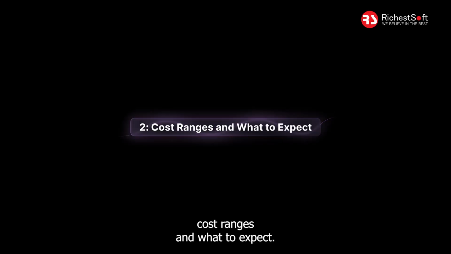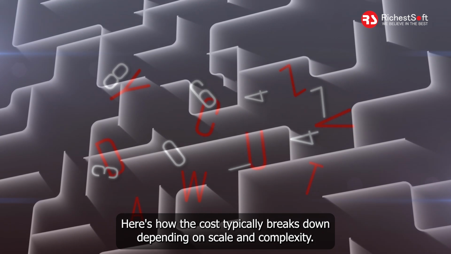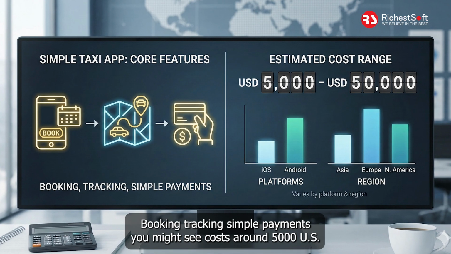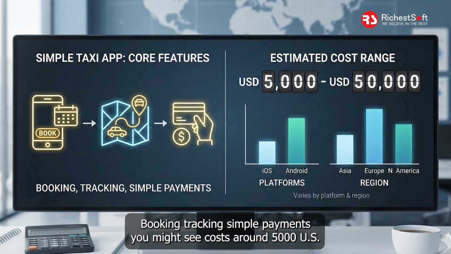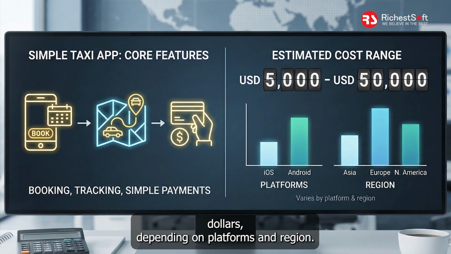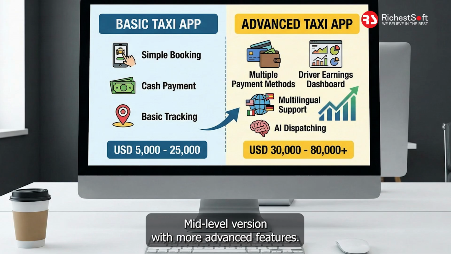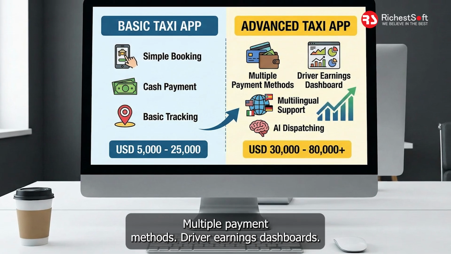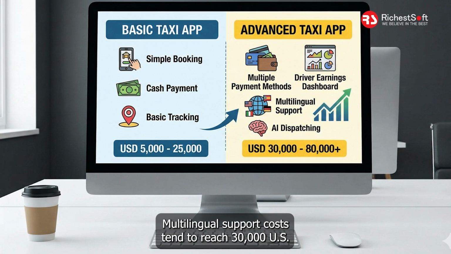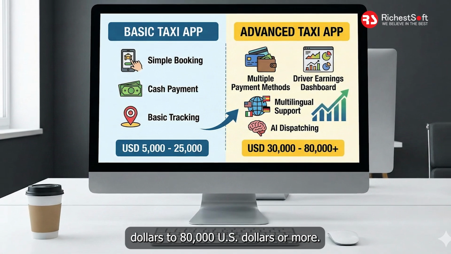Cost ranges and what to expect. Here's how the cost typically breaks down depending on scale and complexity. Basic version/MVP, with core features: booking, tracking, simple payments. You might see costs around $5,000 to $50,000, depending on platforms and region. Mid-level version, with more advanced features: multiple payment methods, driver earnings dashboards, multilingual support. Costs tend to reach $30,000 to $80,000 or more.